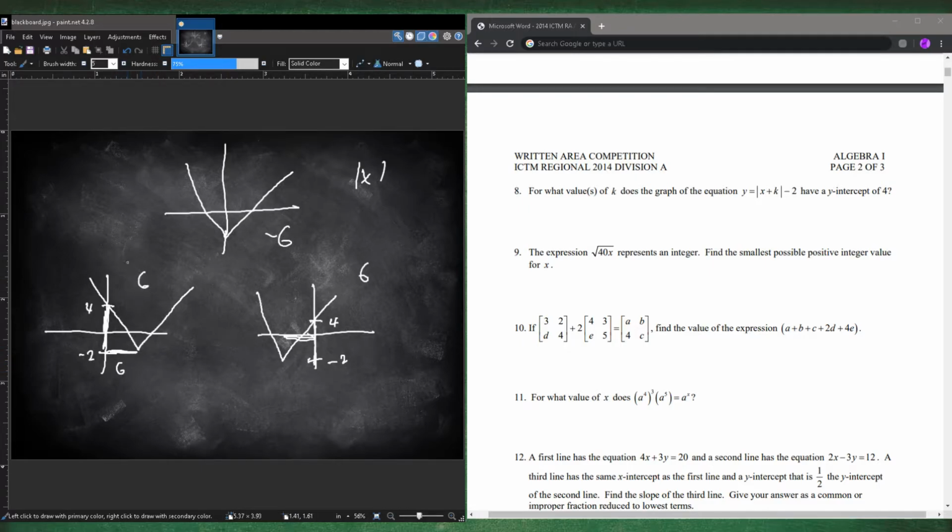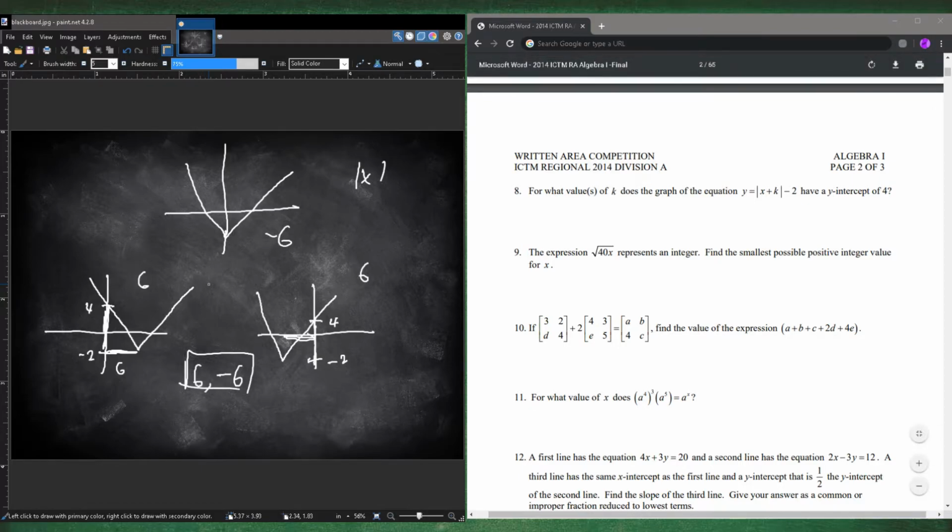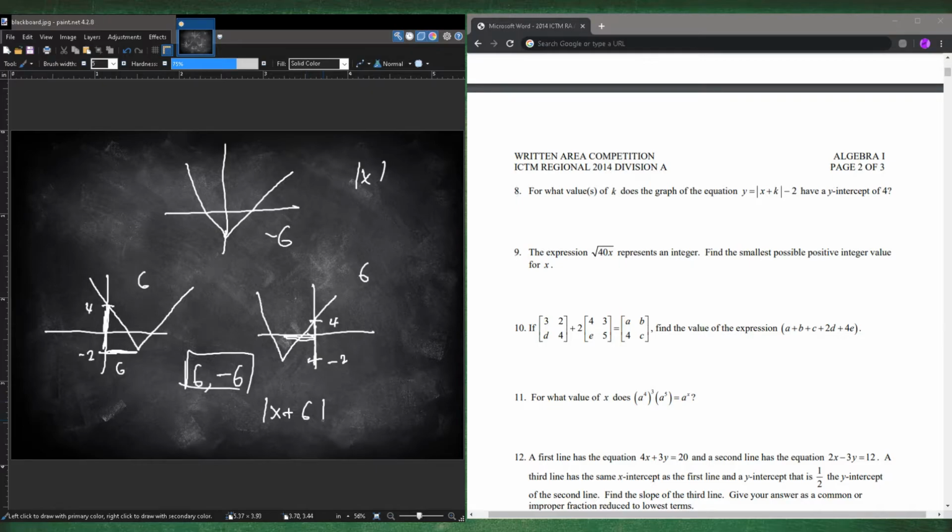So that's a 6. So what value of k does it work? It works at 6 and -6. And that's basically it. And if you want to check it, you can plug it in your equation. So absolute value of x plus 6, minus 2. Put a 0 here. 6, absolute value of positive 6, minus 2 is 4. Or if you had -6, right? 0 minus 6, absolute value, that's a 6.